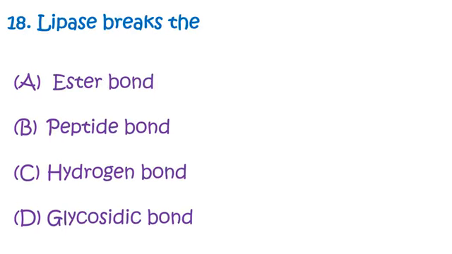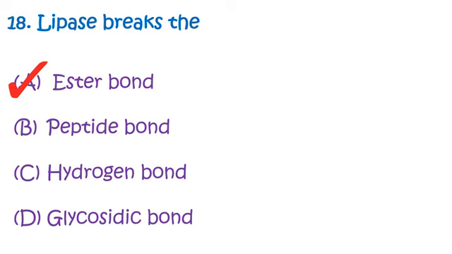Question number 18. Lipase breaks the: option A ester bond, option B peptide bond, option C hydrogen bond, option D glycosidic bond. And the correct answer is option A, ester bond. Lipases are water soluble enzymes that hydrolyze the ester bonds of water insoluble substrates, for example triglycerides. They break down the triglycerides into diglycerides or monoglycerides and fatty acids.